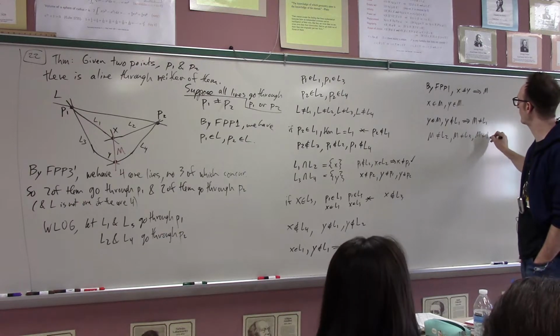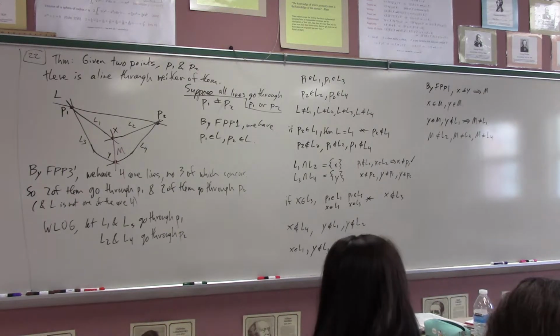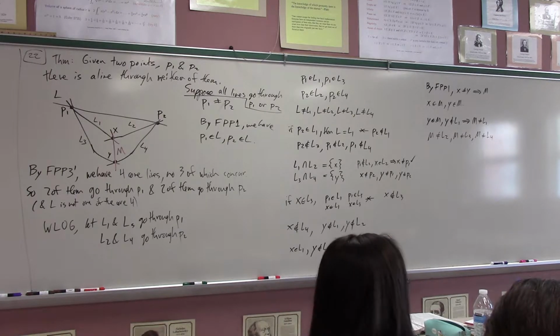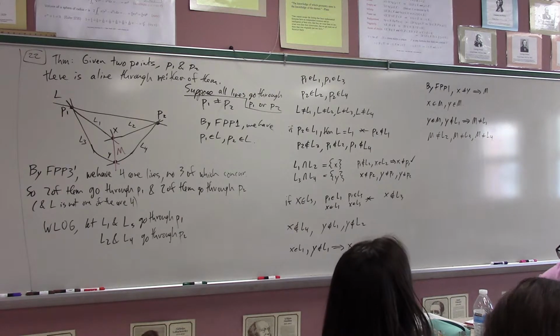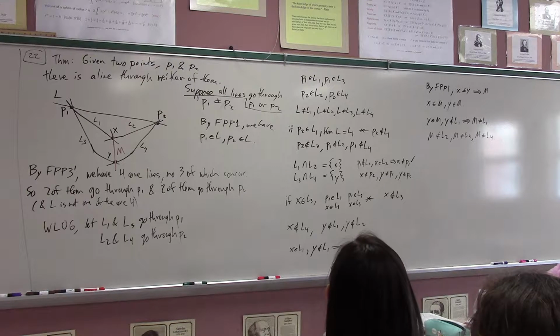Are we okay with this? I feel like we're sophisticated enough now that we can skip the details. Once you see one, you just repeat 3 more times. Exercise for you, and the reader, and the watcher. Why does M definitely not go through P1 or P2?